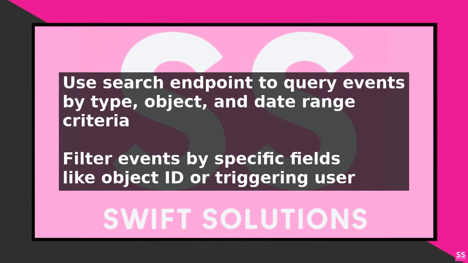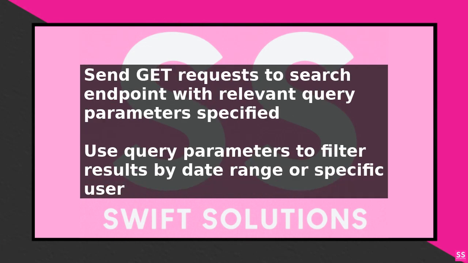To search for events, send a GET request to the search endpoint, specifying the relevant query parameters. For example, to search for all Bill-created events, you would send a request with the event type set to Bill_created. You can also use query parameters to filter the results, such as specifying a date range or a specific user.